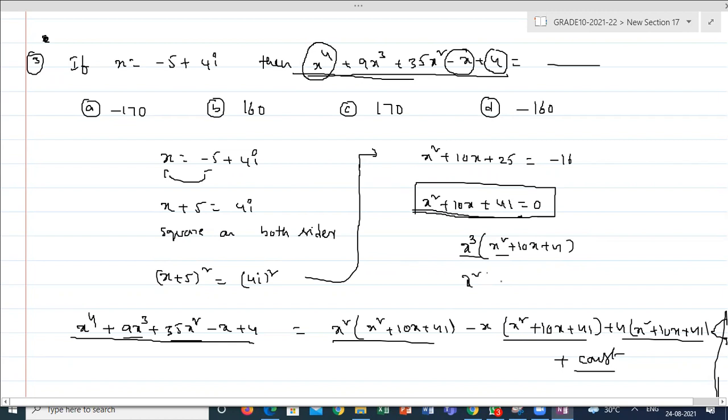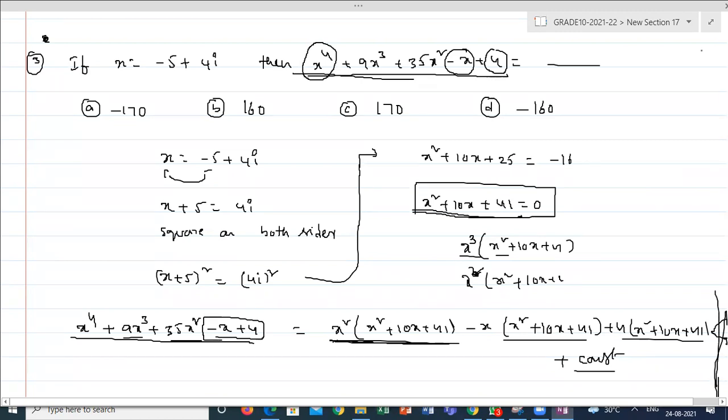If I'm taking x square into x square plus 10x plus 41, then x into it, I already took x square here, so no need of taking x square again. So x square and x, these values. I'm taking x square with respect to these two values. That's it. So I'm trying to equate this equation.